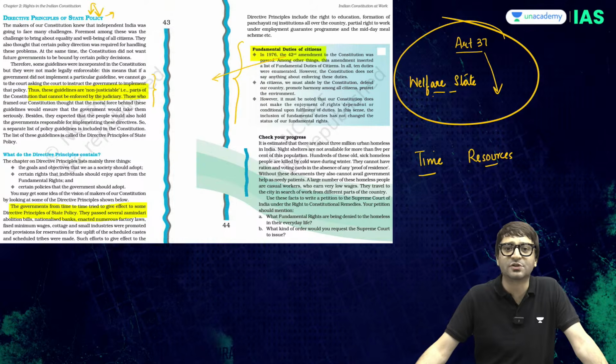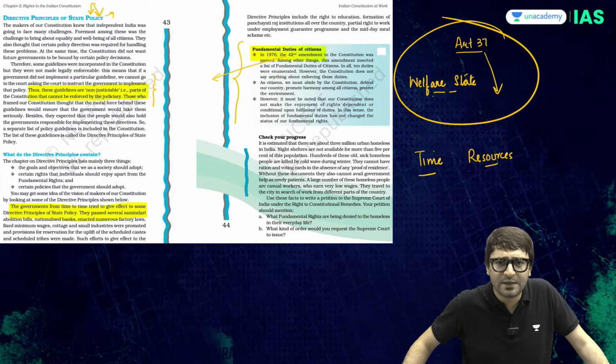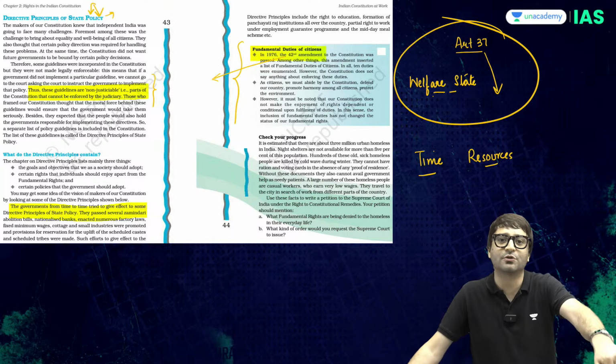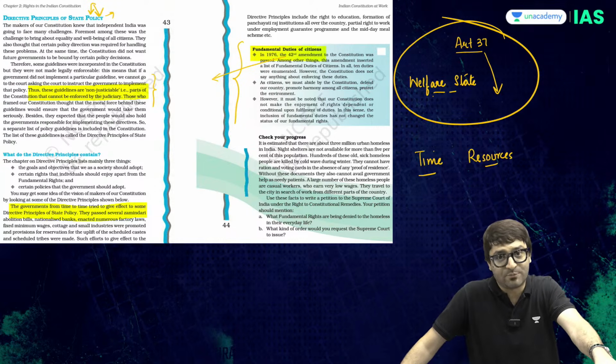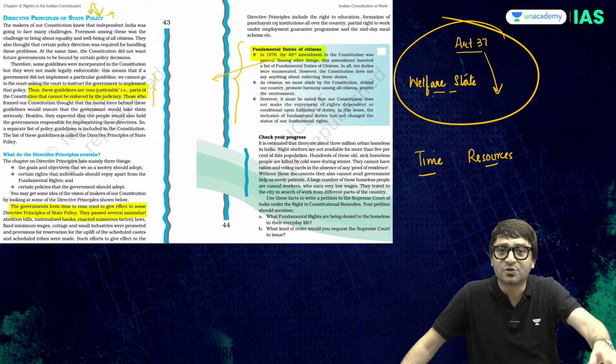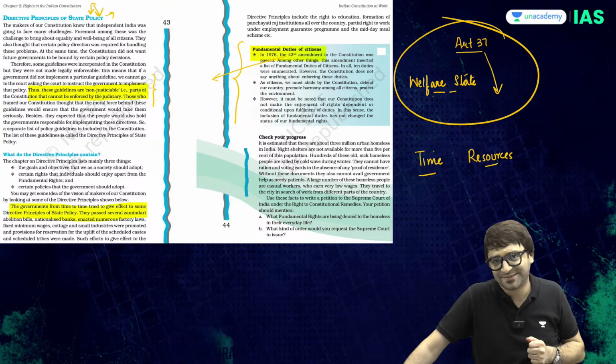Srimati Indira Gandhi then was the Prime Minister. She was asked what is the need to add fundamental duties to the Constitution. She said, people are more aware of their rights. I want to make them aware of their duties.